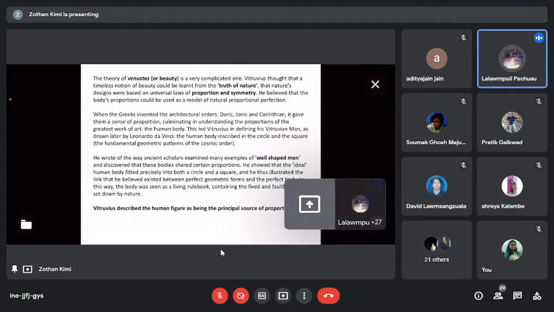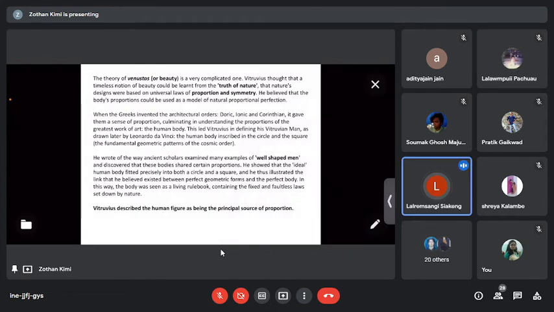He wrote of the way ancient scholars examined many examples of well-shaped men and discovered that these bodies shared certain proportions. He showed that the ideal human body fitted precisely into both a circle and a square, and he thus illustrated the link that he believed exists between perfect geometric forms and the perfect body. In this way, the body was seen as a living rule book containing the fixed and faultless laws set down by nature. Vitruvius described the human figure as being the principal source of proportion.